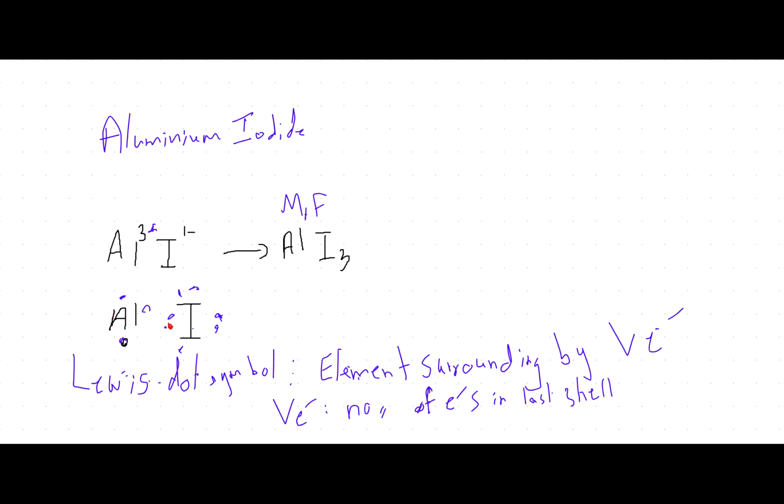Iodine has 7 in group 7, so it has 7. So now you have to draw the Lewis dot structure. You have aluminium, which has a 3, and this chlorine, the neighbor. And for sure, I will put the one that needs it in front of it.